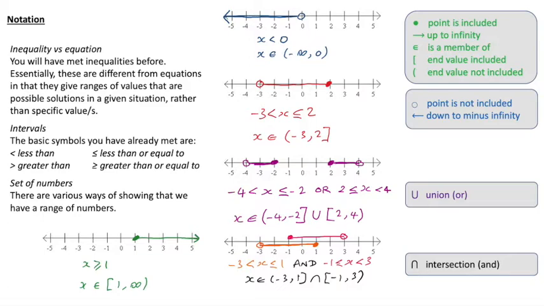So we're now saying that x is a member of from -3 up to 1 and from -1 up to 3, and so our conclusion is that x is a member of the set from -1 up to 1 with square brackets, meaning that either -1 or 1 are possible values, and so x is a member of that interval.